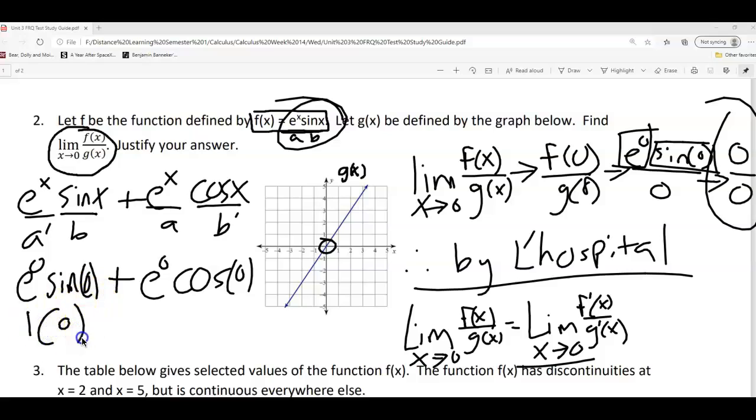Sine of 0 is 0. E to the 0 is 1. And cosine of 0 is 1, not 0. And so that's gone, and we're just left with 1. So the top of this answer is 1.